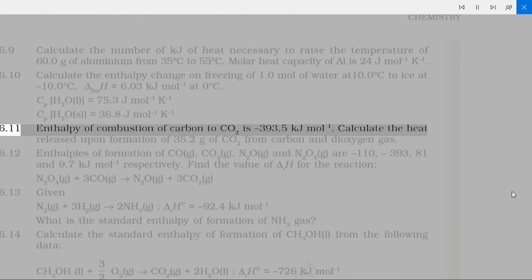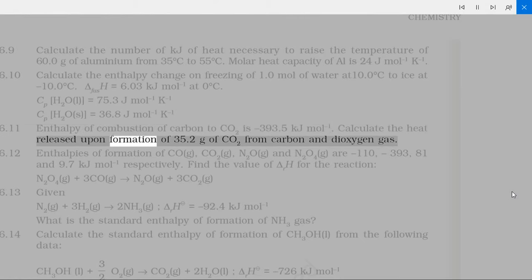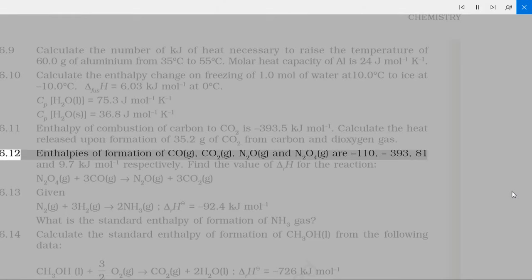6.11 Enthalpy of combustion of carbon to CO2 is -393.5 kJ mol⁻¹. Calculate the heat released upon formation of 35.2 g of CO2 from carbon and dioxygen gas.